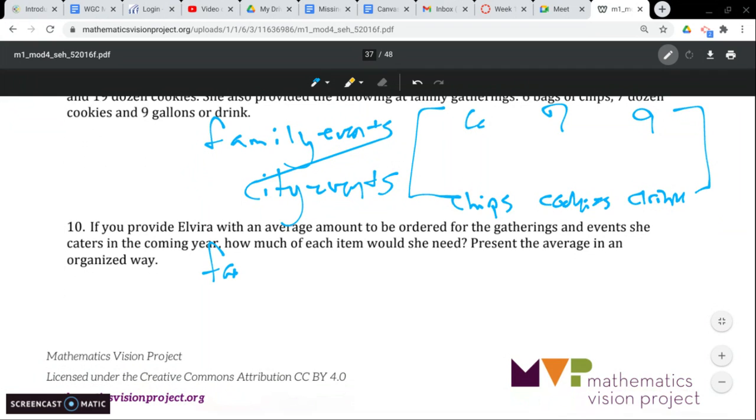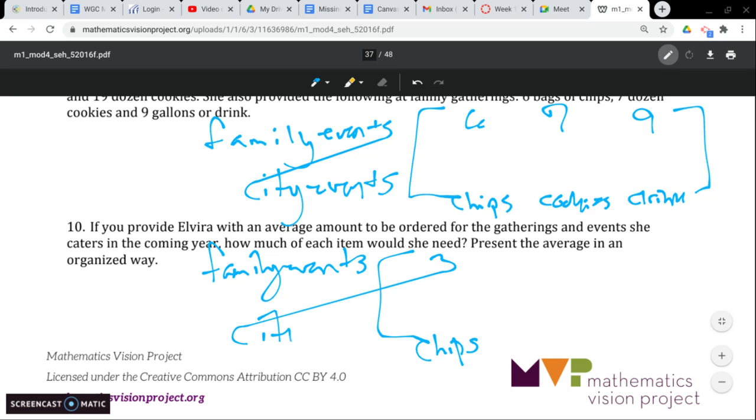So family events, chips, 3. So remember, finding the average. Add all, divide by how many.